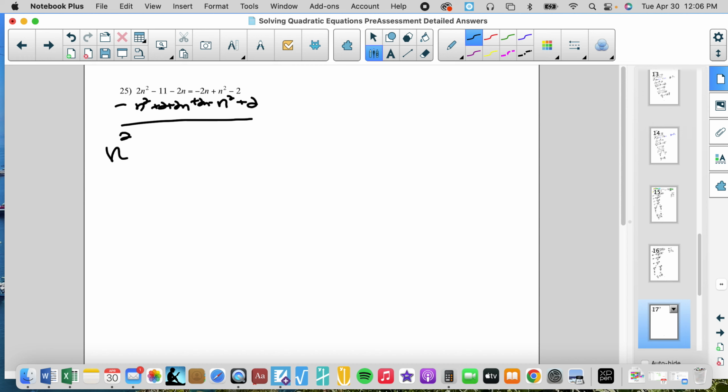So that's n squared. My n's cancel out, and I'm left with negative 9 equals 0. We should already know what the answer is just by looking at that difference of squares, conjugates. But we'll keep doing it because we are told that we have to use the quadratic formula. So I'm going to look for your work.